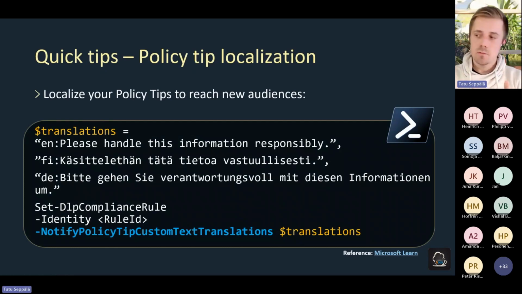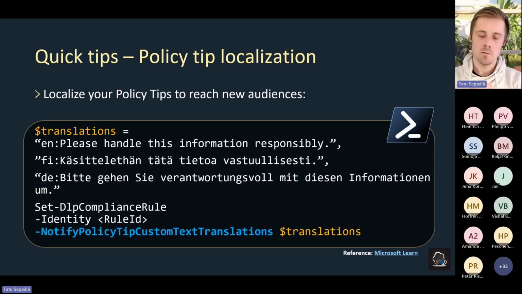Making policy tips and sensitivity label name tooltips as understandable as possible is the key to success here. If you want to guide people, you're going to want them to understand what you're saying. So localization is key here. You can use PowerShell to do that. It's not in the graphical user interface for whatever reason, but you can use PowerShell to localize DLP policy tips, and you should do that. Figure out all the languages your organization has widely represented and just apply localization. It's easy once you have it documented.